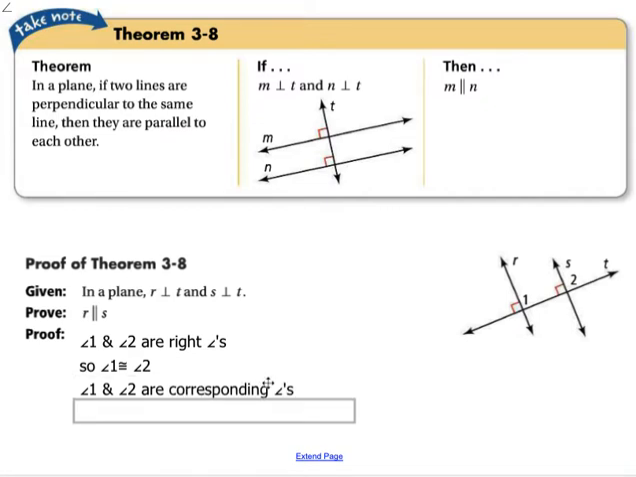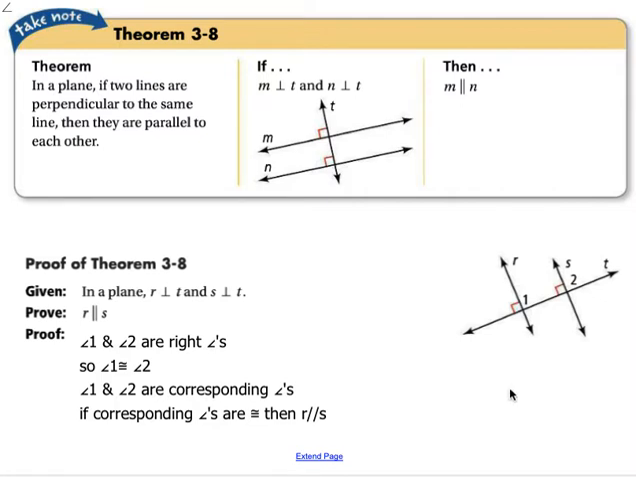And then we can say, well, 1 and 2 are corresponding angles. And we also know that if we have two angles that are corresponding, that are congruent, then their lines must be parallel. So we can conclude then that R is parallel to S.